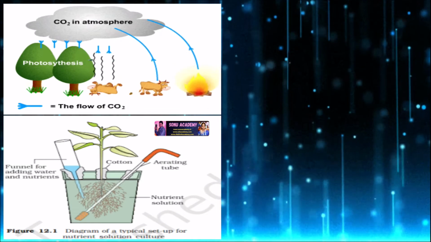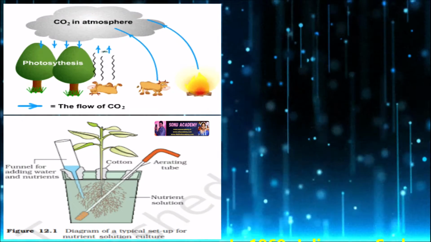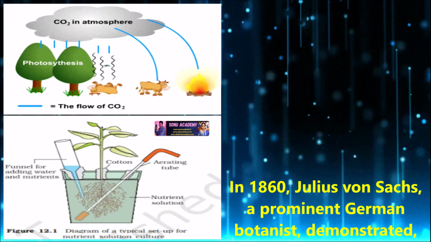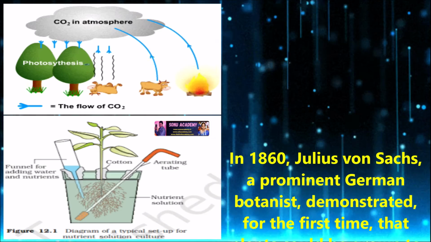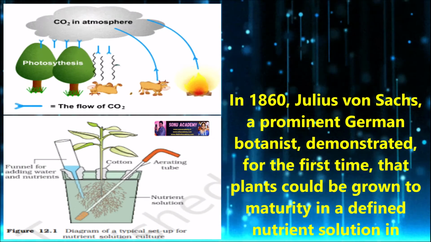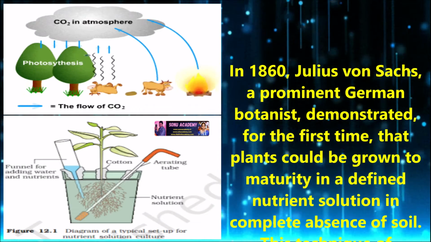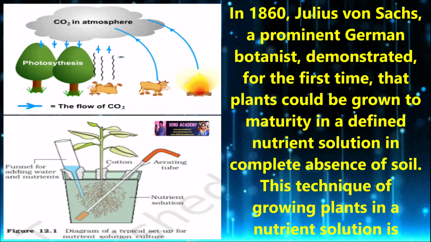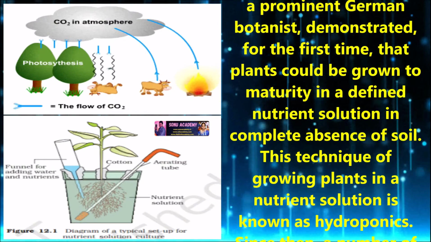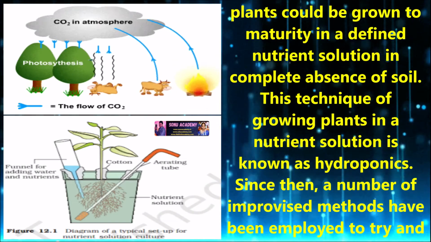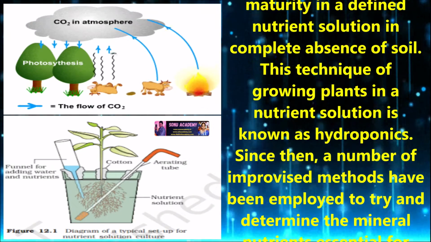Children, let us discuss methods to study the mineral requirements of plants. In 1860, Julius von Sachs, a prominent German botanist, demonstrated for the first time that plants could be grown to maturity in a defined nutrient solution in complete absence of soil. This technique of growing plants in a nutrient solution is known as hydroponics.